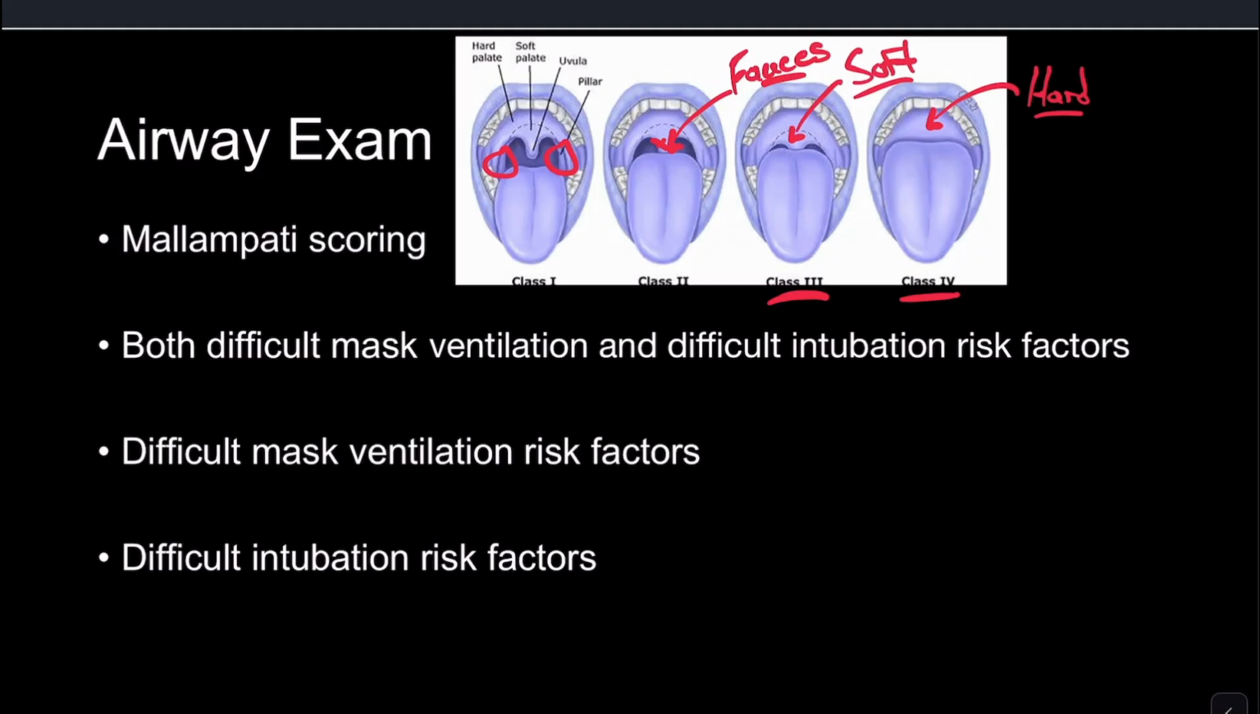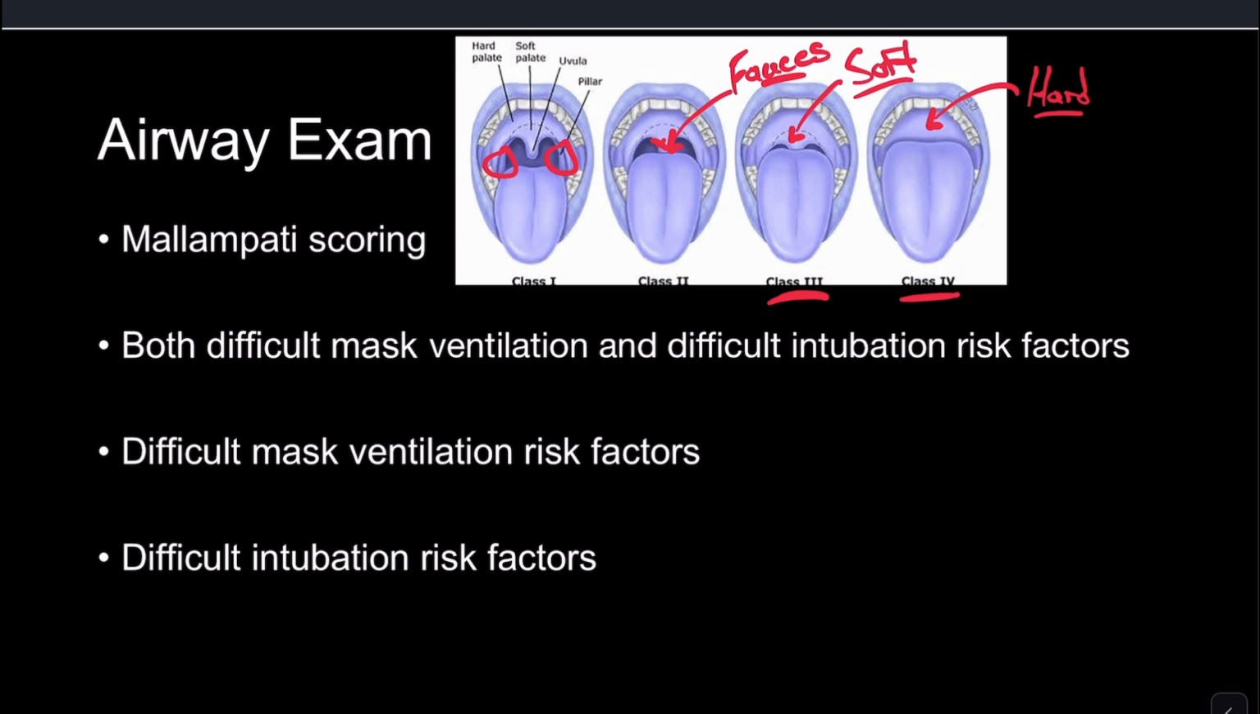The next component of the airway exam that I would like to talk about are the risk factors for difficult mask ventilation and for difficult intubation. Now, these are a variety of different exam findings, and these exam findings can be risk factors for both difficult mask ventilation and difficult intubation, or for just difficult mask ventilation or just difficult intubation.